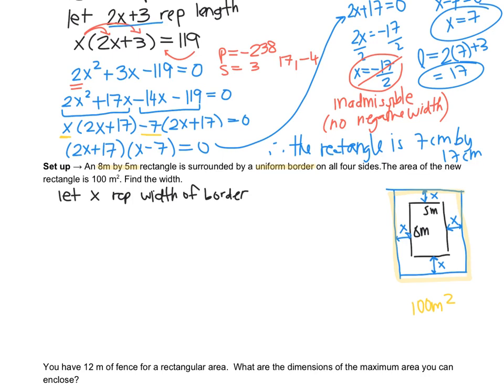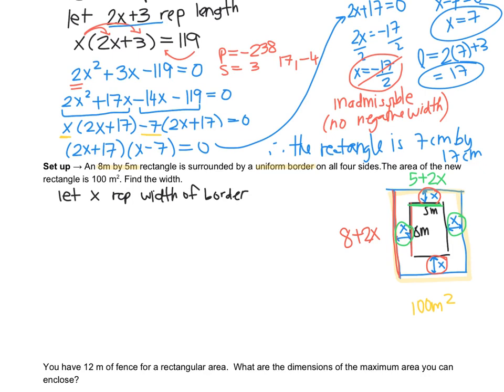So let's start with this length here. This length used to be 8, but then I add x on top and x on the bottom. So I have added 2 x's to 8. So 8 plus 2x would be my new length. And then for my width, it was originally 5 meters, but then I add x on the right and x on the left, so I have added 2 x's in total. So 5 plus 2x would be my new width.